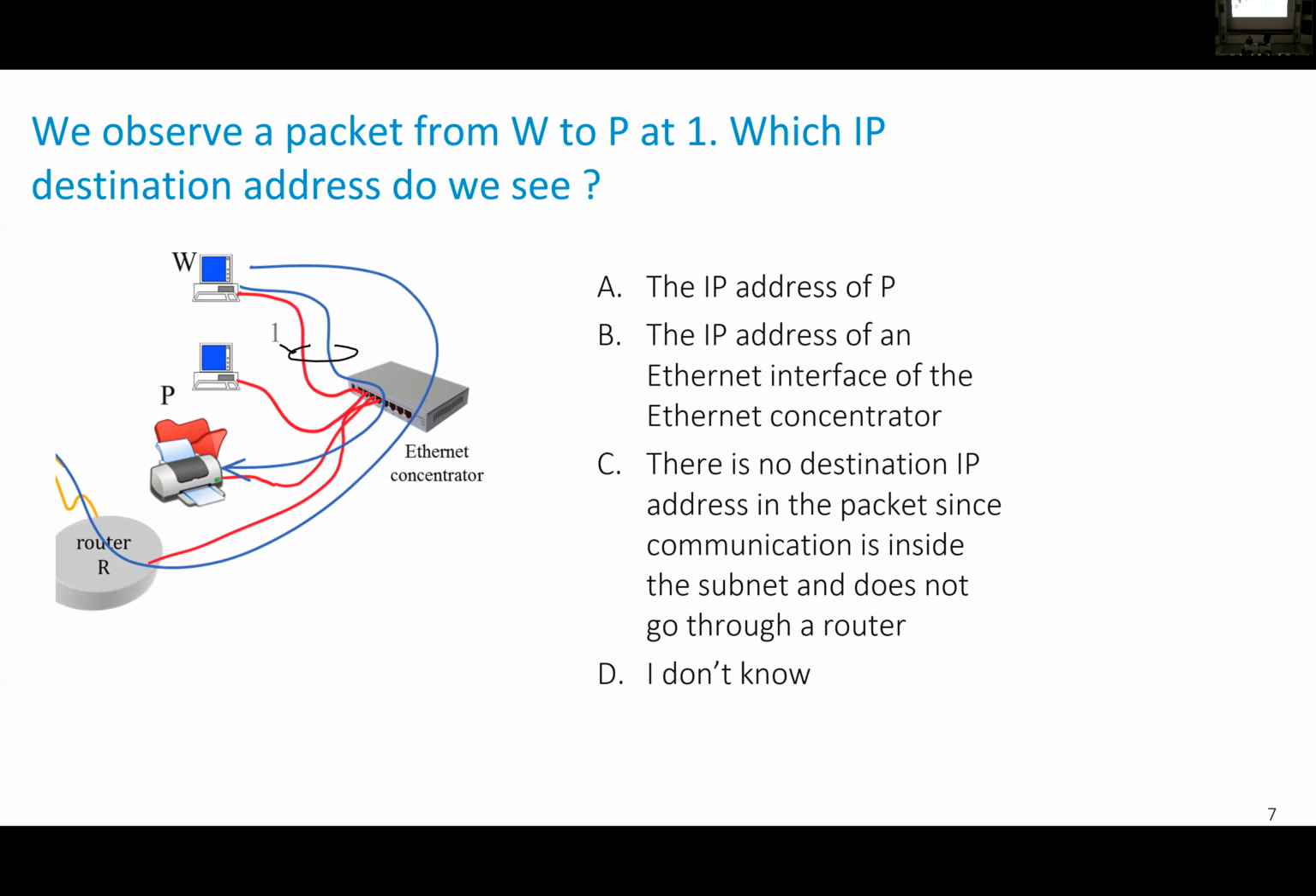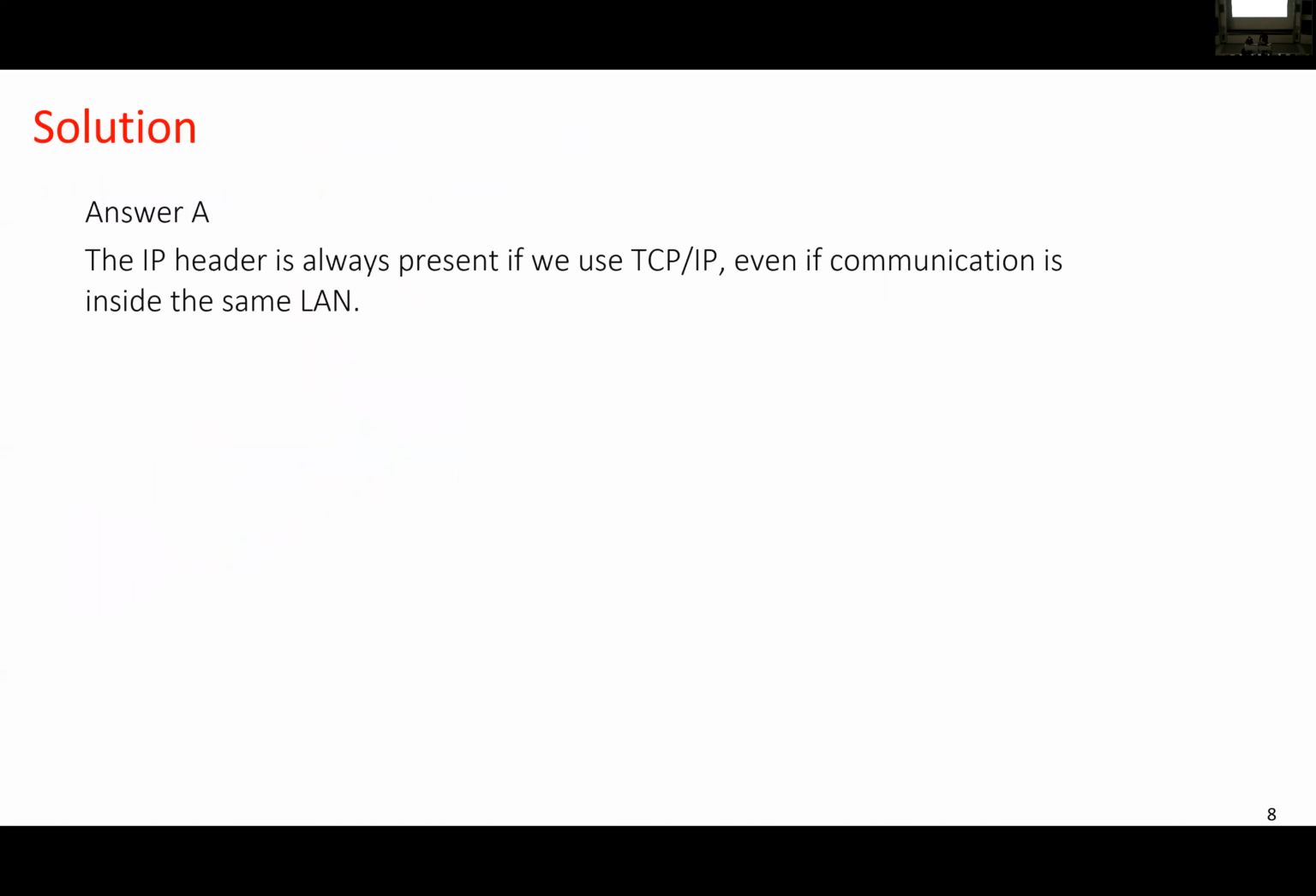I close the poll. The majority says A, but a large number of people say C. The correct answer is A. It's the IP address of P. So that's a first principle that we need to remember, that the IP header is always present if we use TCP/IP software, which, apart from very weird, obsolete or quasi-obsolete things, is the rule.